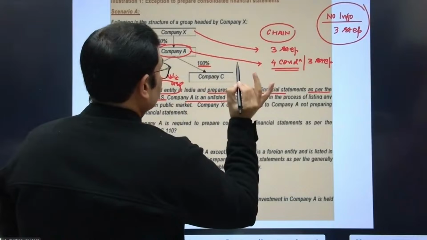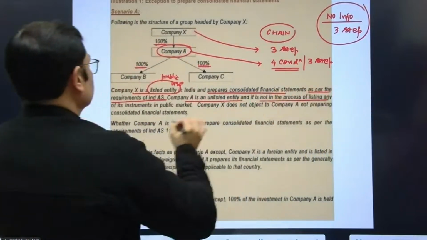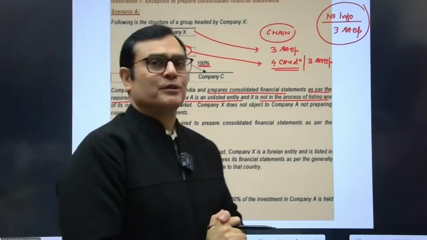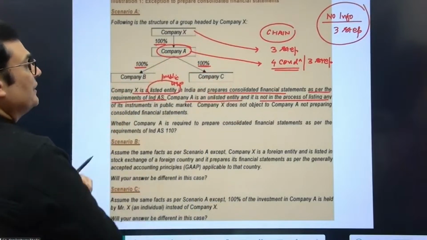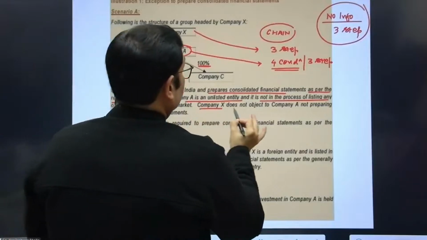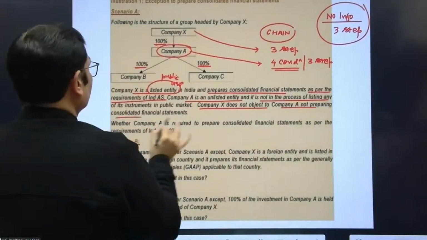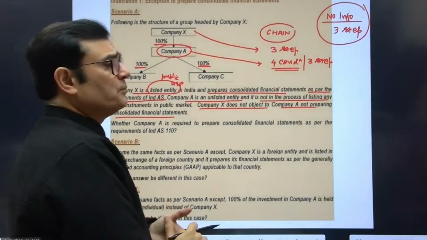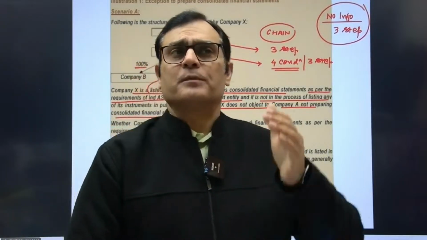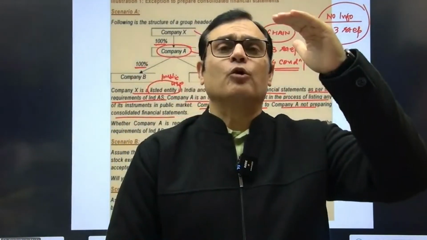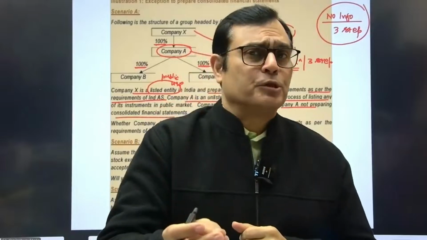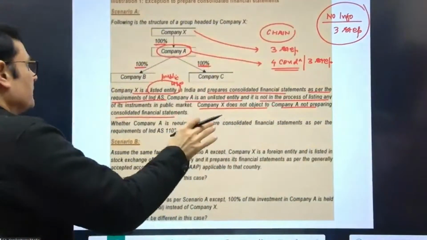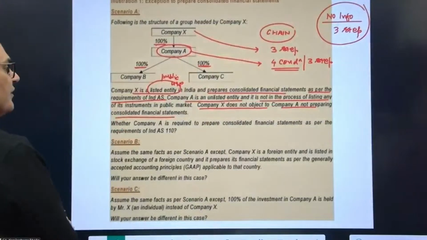Company A is an unlisted entity, not in the process of listing in the public market. Another two conditions met. The company A is not listed, not in the process of listing. Three conditions met. Company X does not object to company A not making consol, though I think in this case no objection is not required. Because in this particular case, we can say that this company is a wholly owned subsidiary, but of course, we can still say that, on a very apparent front, whether it is wholly or partly, let's still take the permission of the parent that he has got no objection that he does not make a consol in this case.